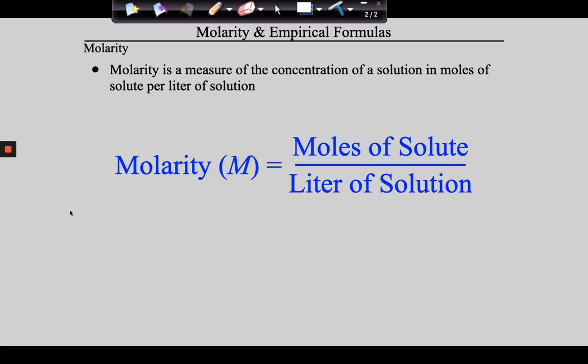And some of you might even have an aha moment when we get to empirical formulas. Feel free to say out loud, aha. You guys ready to go?